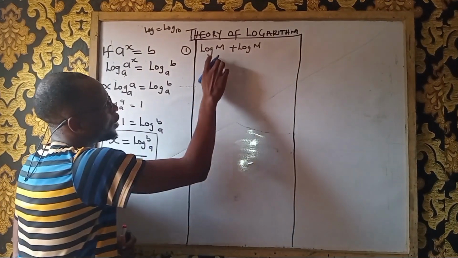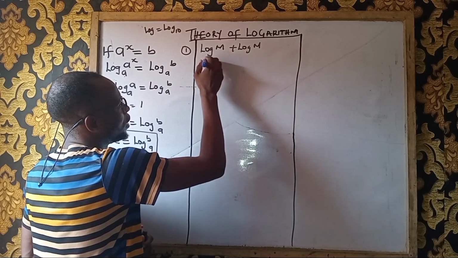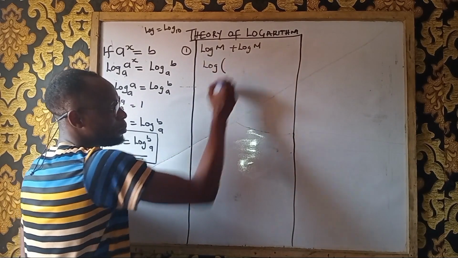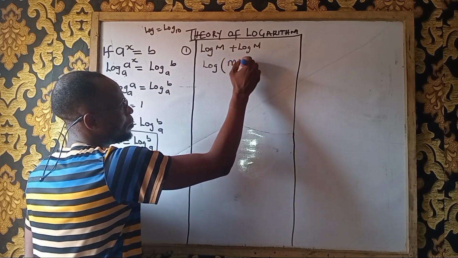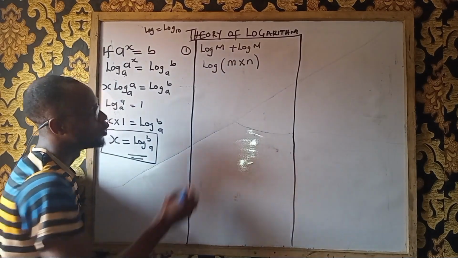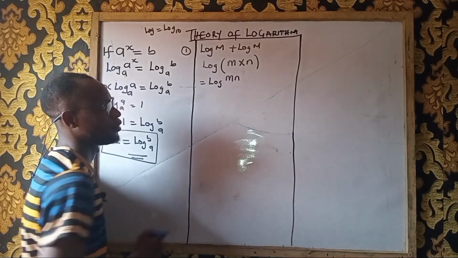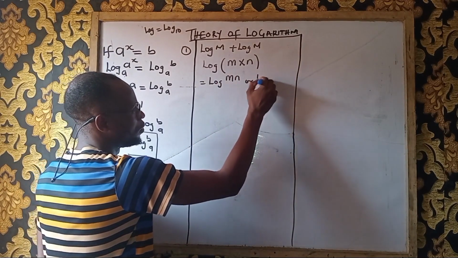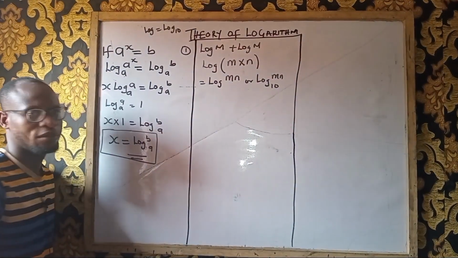Now, since this and this have the same base, which is base 10, we can simply take one of the logs out. That is in base 10. Then we have m. The law is we now have m multiplying what? N. That is, addition changes to multiplication. So this will give us log mn. Can you see that? Whether the answer looks like this or you show the base, either of the two is correct.